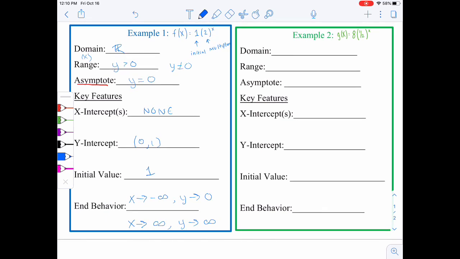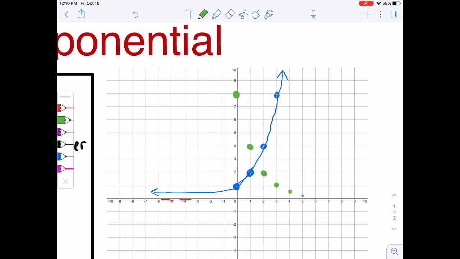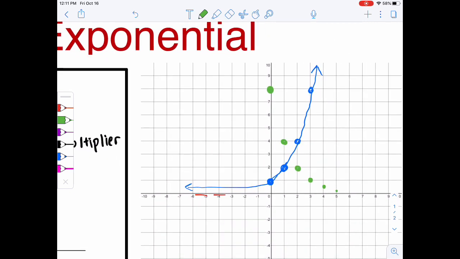Let's take a look at example 2. G of x equals 8 times 1/2 to the x. So 8 is our initial value, and 1/2 is our multiplier. Let's go ahead and graph it. Plotting my initial value at 8, and I'm multiplying it by 1/2. It's going 8 to 4 to 2 down to 1, 1/2, 1/4, etc. So I will get closer and closer to 0, but I will never actually touch it.